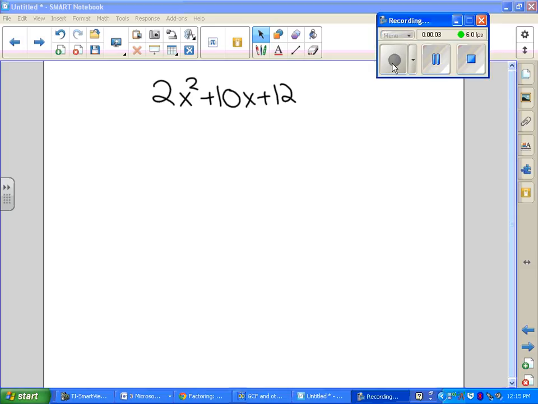All right, and this one we're just tying it all together. We'll be combining, we'll be factoring once or twice. So you'll be told the factor, and here's your first example. It's 2x squared plus 10x plus 12.